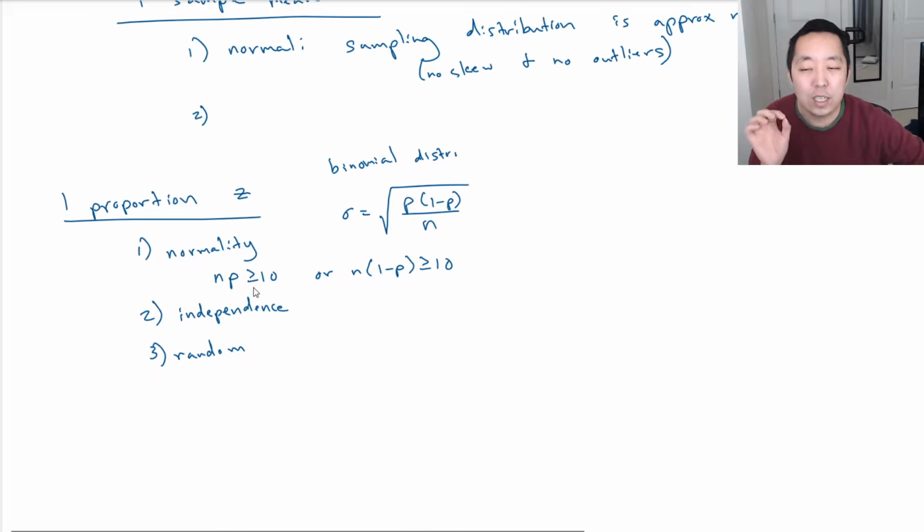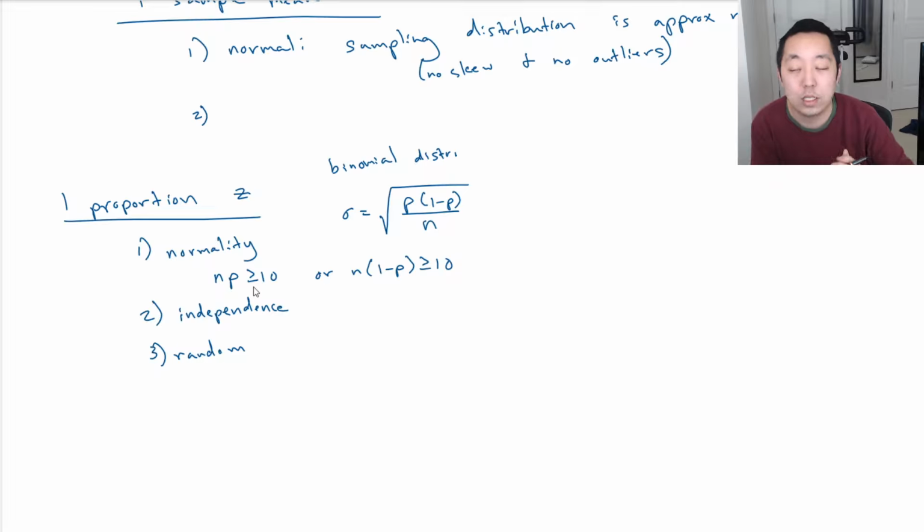I think in one of the sample questions for AP Statistics this year that the College Board did, and I did a video on it, they talked about why this condition matters, and it's the normality condition. It's the normal approximation to the binomial distribution that you care about. Okay, so that's the one proportion stuff.